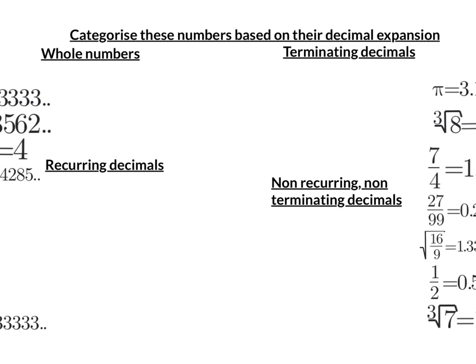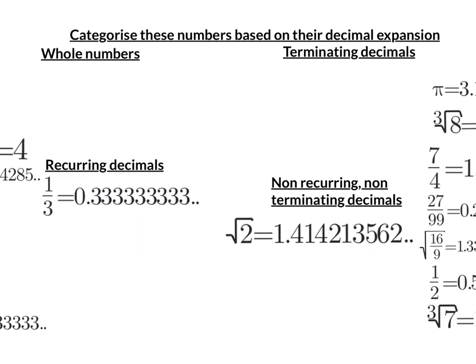So I'm going to categorize those numbers you've worked out their decimal expansion for, and I've got 4 different categories. So let's start with the first one, which was a third. Now a third becomes 0.3 recurring, where those 3's go on forever and ever, and we call that a recurring decimal. The next one, root 2, also has a decimal expansion, goes on, but there's no pattern to it, and we call that a non-recurring, non-terminating decimal.